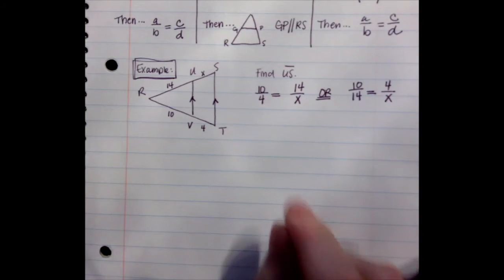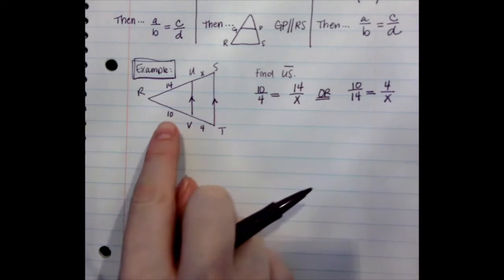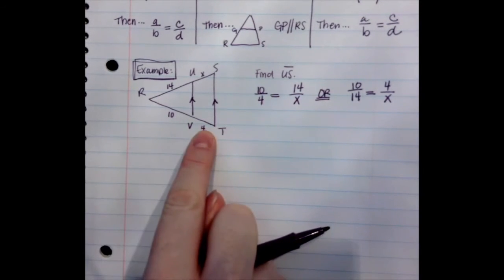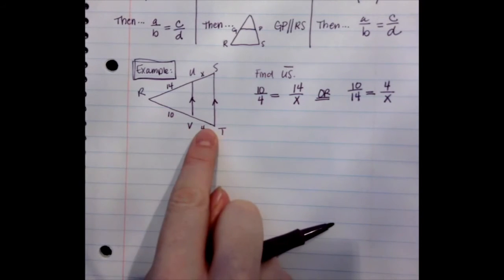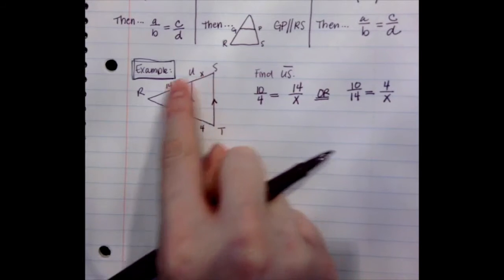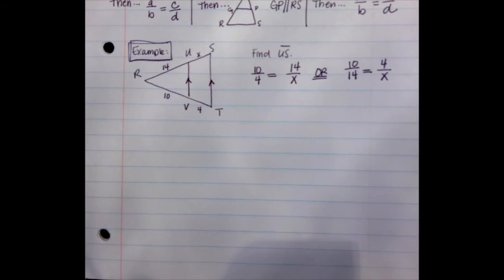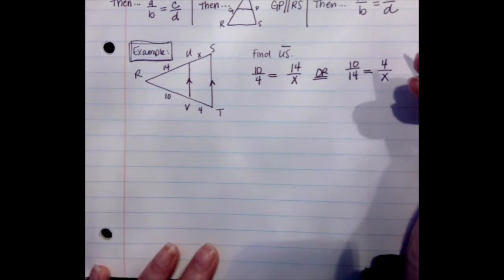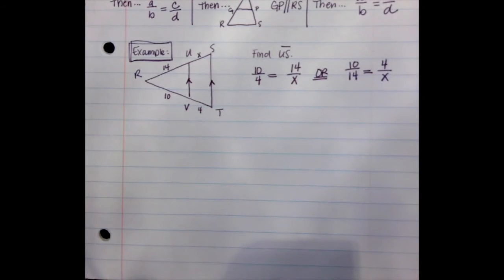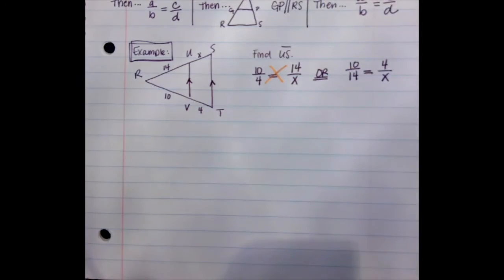As long as you don't go across. For us, you know how I started on the top and then I did the bottom, and then I started on the top and did the bottom. As long as you don't do top and then bottom equals bottom and then top, you'll be fine. So just create a pattern and stick with it, and make sure you don't go across. And once you have your proportion set up, it's a pretty easy cross multiply and solve.